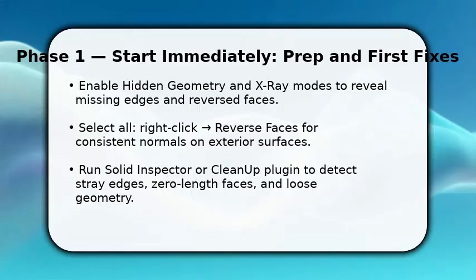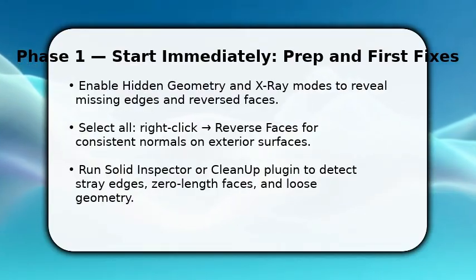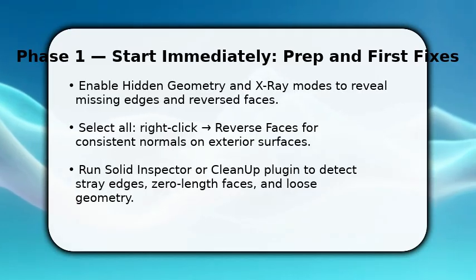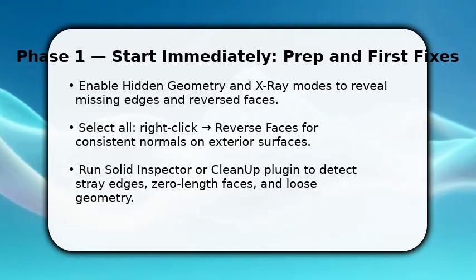Enjoy the video. You begin by exposing the problem. Turn on hidden geometry and X-ray because you need to see stray edges and inverted faces now. Once visible, select the affected group or component, right-click and reverse faces to correct outward normals. That fixes many shading errors.